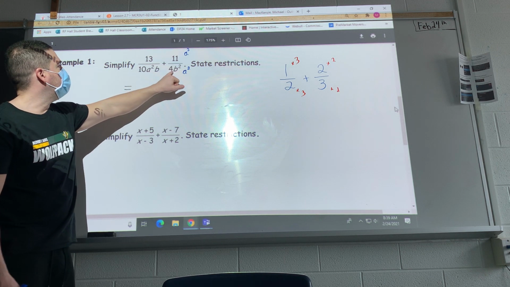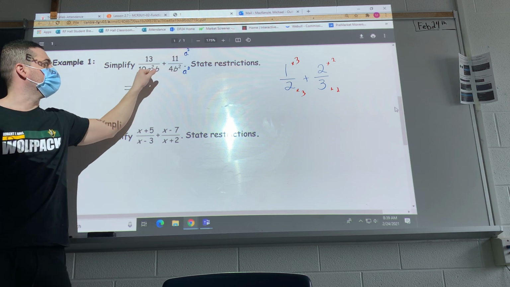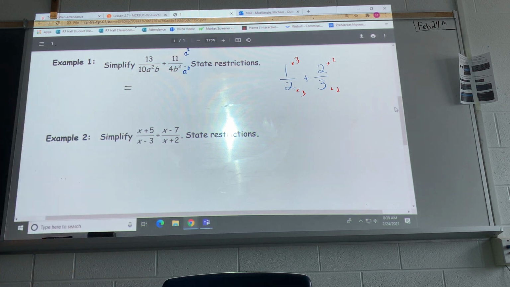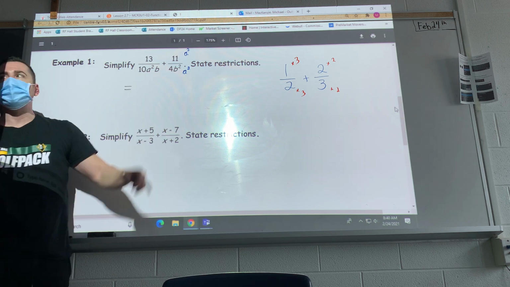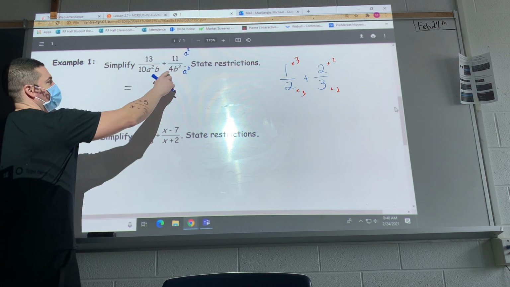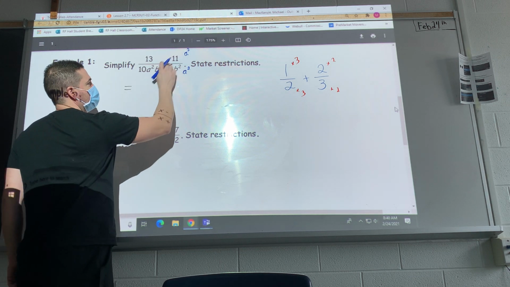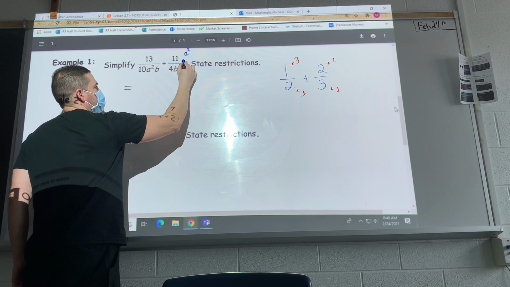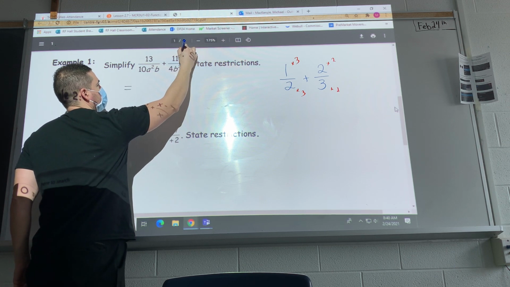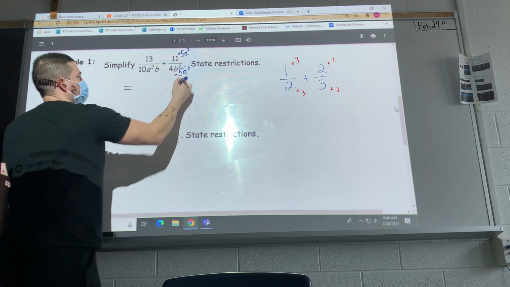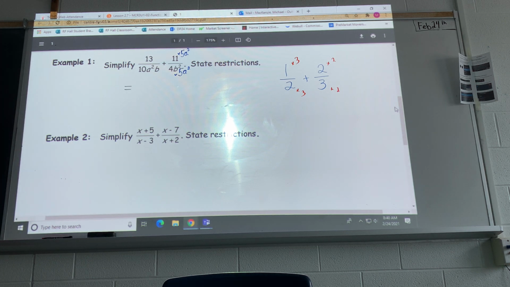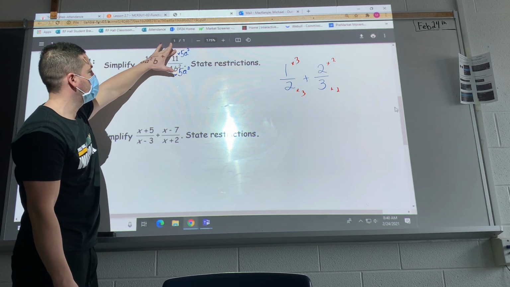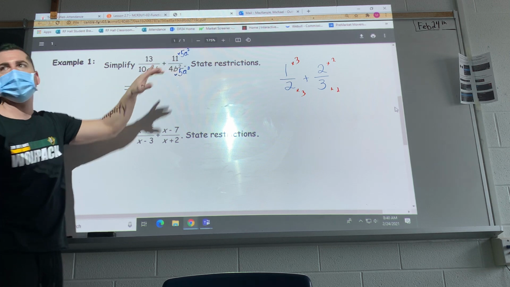So what would be a common number for the denominator? 20, okay? 20 is the easiest one to use. So we want to get these both to 20. So we're going to multiply this one by 5, the numerator by 5a squared and the denominator by 5a squared.